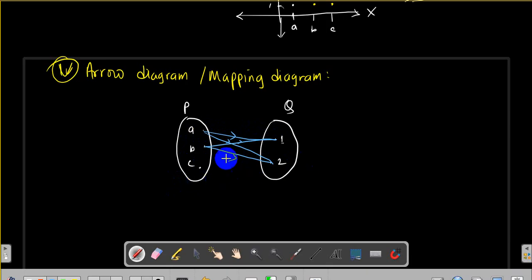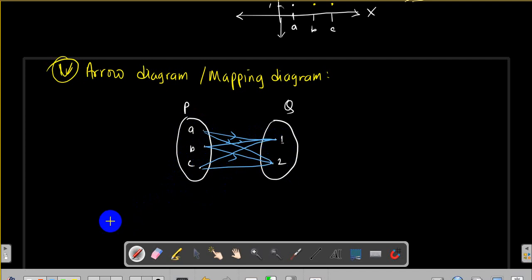Are you getting this or not? All the elements of set P should map with all the elements of set Q. A should map with 1 and 2, B should map with 1 and 2, C should map with 1 and 2. C maps with 1, C maps with 2.